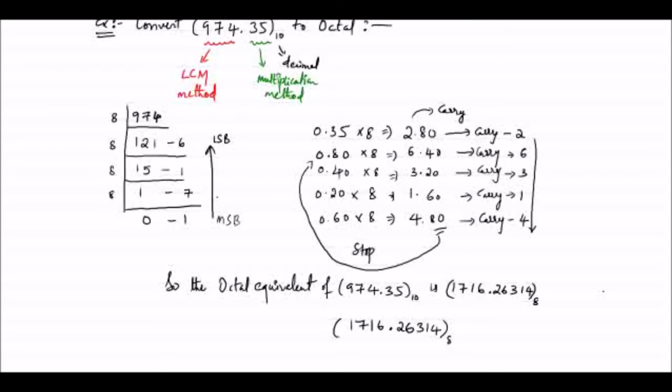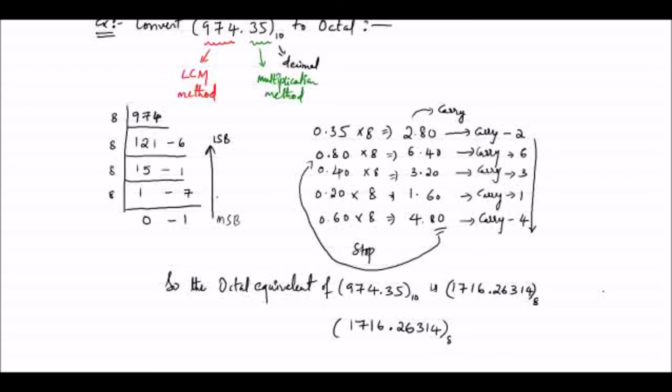So 8 times 121 is 968, which leaves 6 as a remainder. 8 15s are 120, and we have a remainder of 1, and 8 1 times, and we have a remainder 7, and for convenience we have written a 0 and I brought this 1 here. So if I write the number, it will be 1716, okay, which is the octal equivalent value of this decimal number 974.